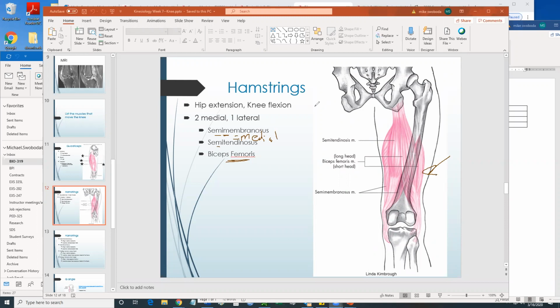Now, because your hamstrings are in the back of your leg, they're going to move your leg backwards. So that is your hip extension and knee flexion. Both of those are backward movements. And again, if you contract your hamstrings, you have to flex your knee or you have to extend your hip. You can't contract your hamstrings if your knee is extended. You can't contract your hamstrings if your hip is flexed. So just to be able to get those to work, you have to have those move your leg backwards.